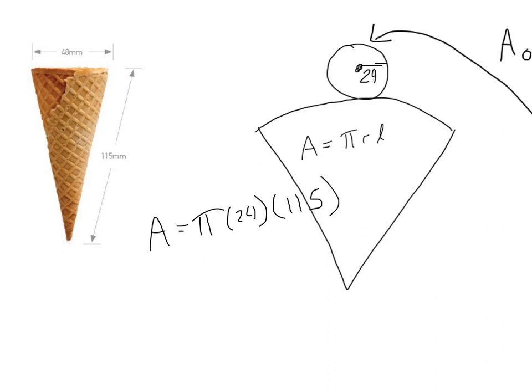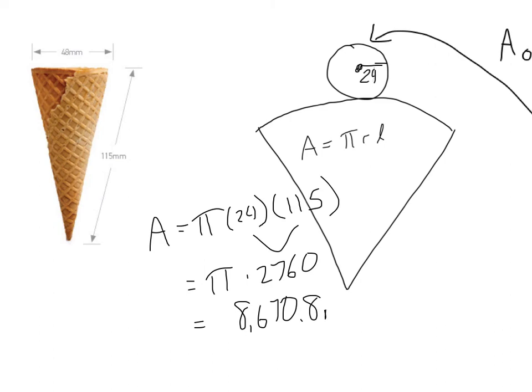So let's go ahead and do that: pi times 24 times 115. I'm going to do the 24 times 115 part first. That gets you 2,760. If you take that times pi, what you end up getting to the nearest tenth is 8,670.8 millimeters, and we're talking about surface area, so squared. So that's the lateral area.